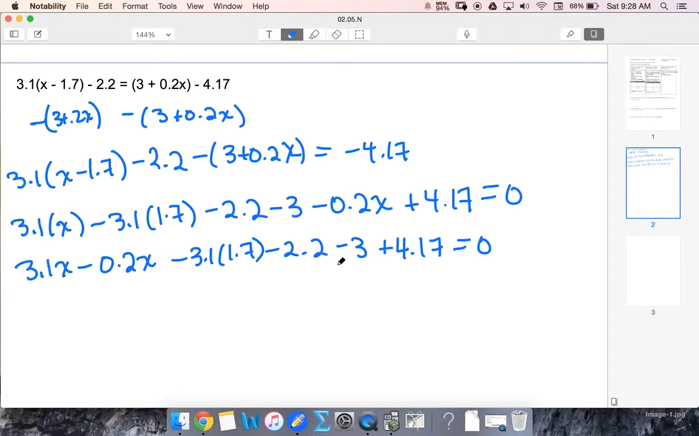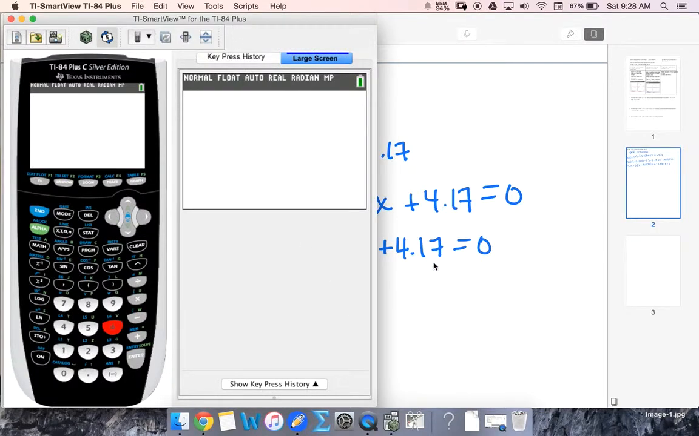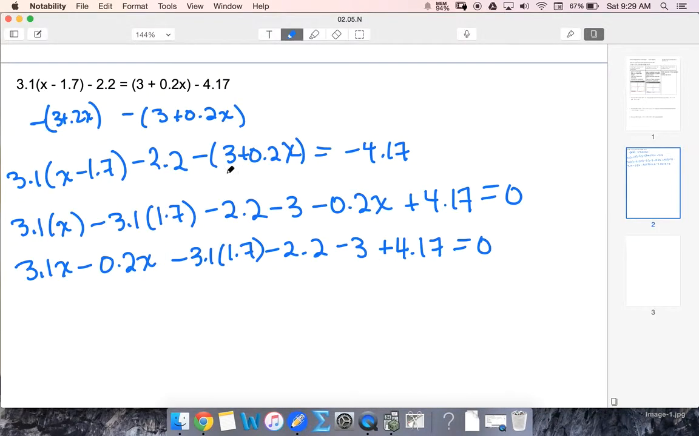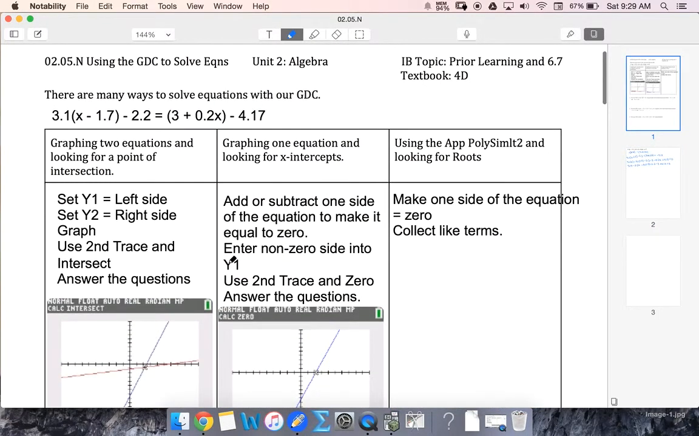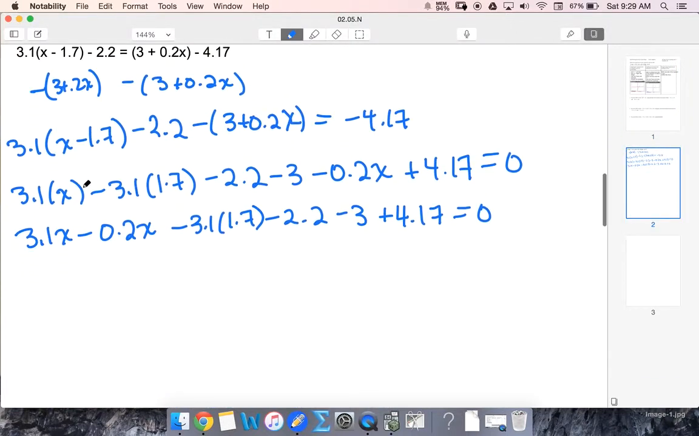All right, so now coming to my calculator, and again, I would never use PlySmlt for this equation. This equation is so much easier to solve using this method where I don't have to move anything. Left side, right side, find where they intersect. Definitely the method of choice for this one. But all of these methods work.